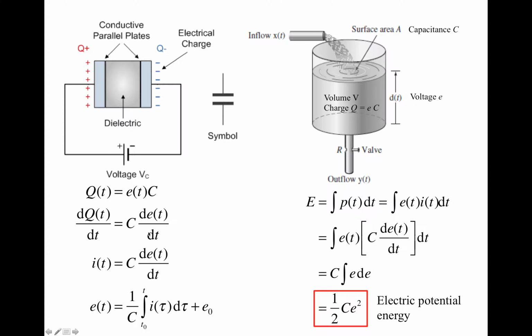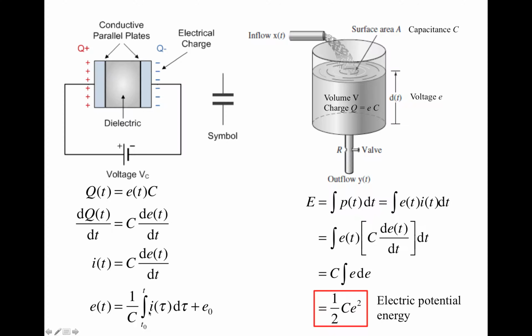Another way of writing this equation is to do a temporal integral on both sides of the equation and then rearrange it. If we multiply dt to this side of the equation and do an integral over dE, then we get E. The voltage as a function of time equals 1 over C times the integral of current over a certain time period from t0 to t, and then plus the initial condition, that's the voltage at time t0.